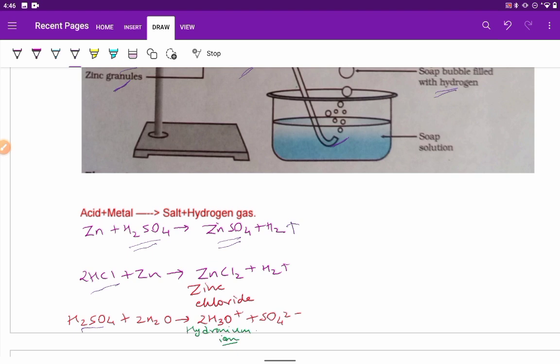So actually when ionization of sulfuric acid takes place, we get hydronium ion and sulfate ion. If it is hydrochloric acid, you will get chloride ion. So sulfuric acid produces sulfate ion, and hydrochloric acid will produce chloride ion. So depending upon the type of ion which is formed along with hydronium ion, we get different types of salts.